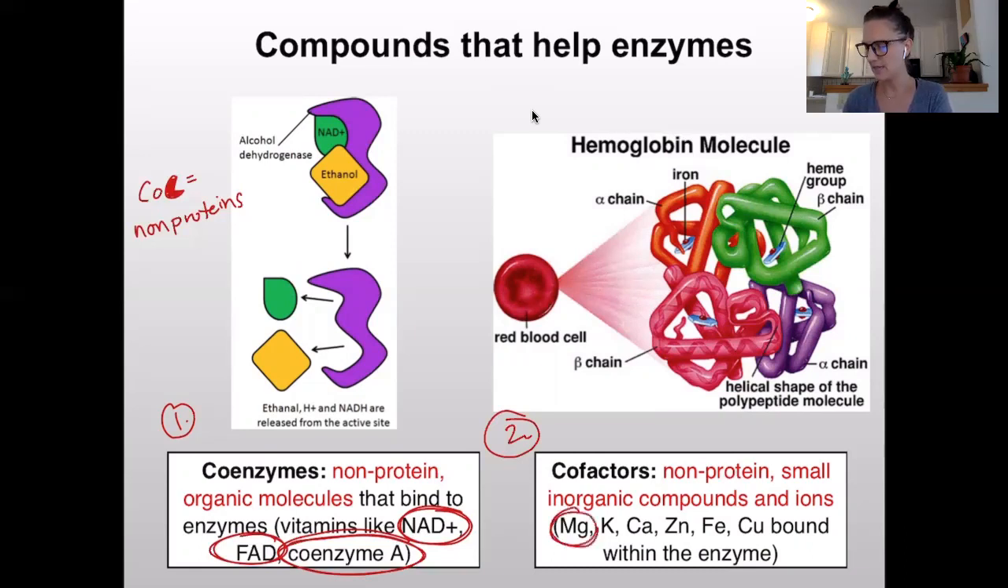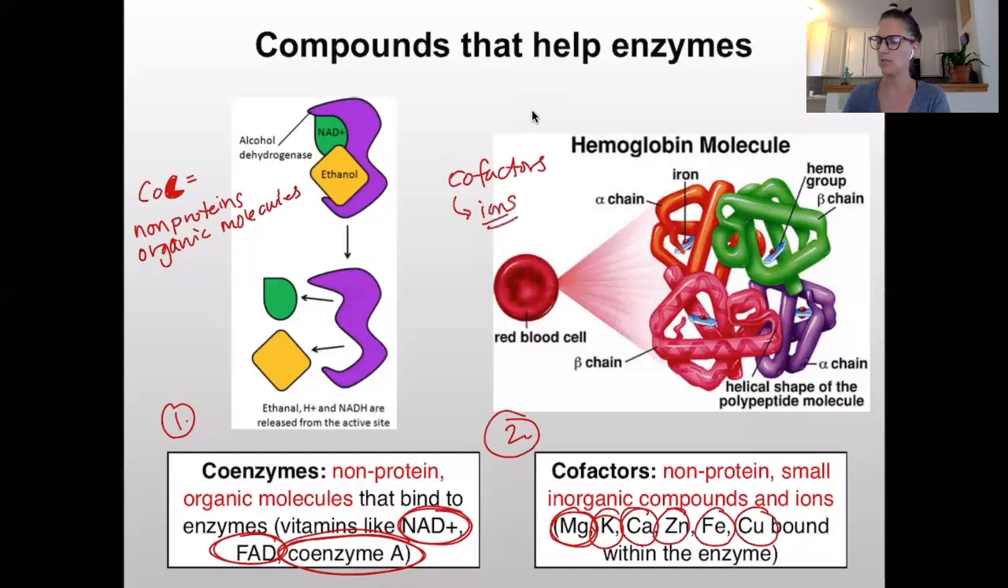And this is magnesium, potassium, calcium, zinc, iron, copper bound. So coenzymes are non-proteins, and these are organic molecules. And remember, organic means carbon and hydrogen, whereas cofactors are usually ions or small things. And the example of this is hemoglobin, which is the oxygen carrying compound in our red blood cells.